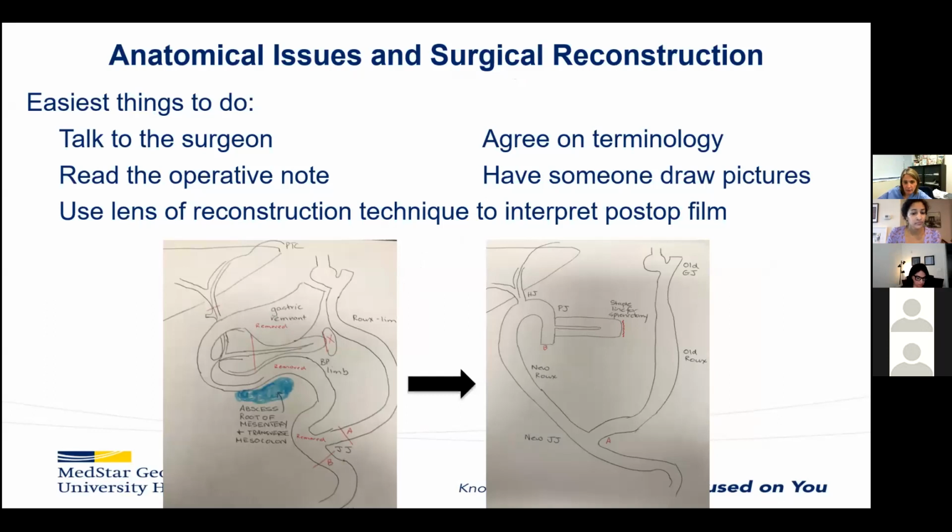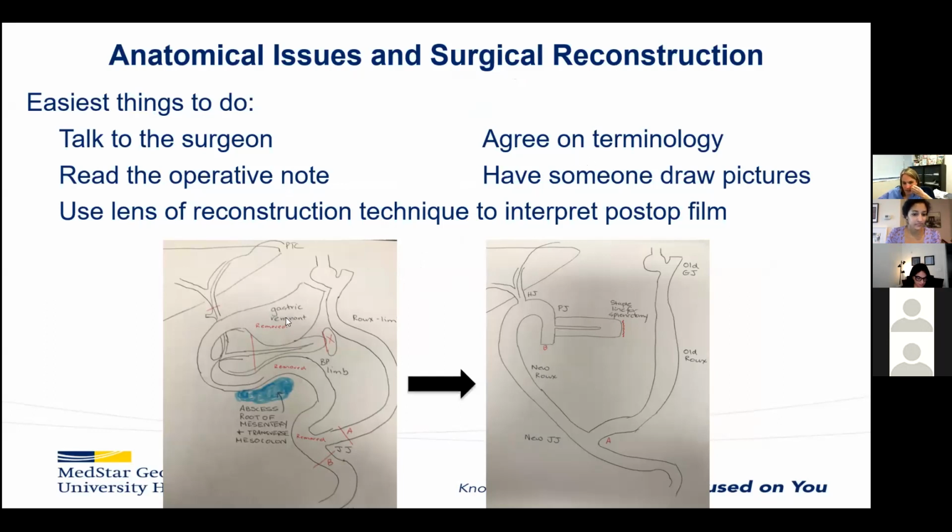Okay, so anatomical issues and surgical reconstruction. I think the easiest thing is just to talk to somebody who did the case, a resident. Pre-COVID, we still just looked on the packs from our offices. It's so much easier just to go down and draw a picture, talk to somebody, understand, and agree on what you're going to call things.